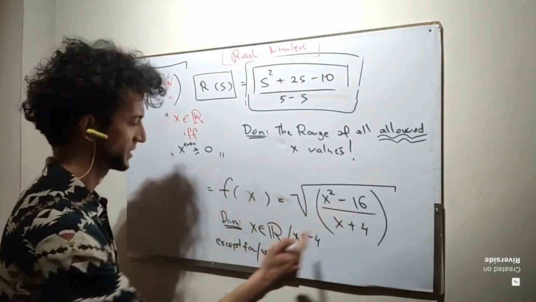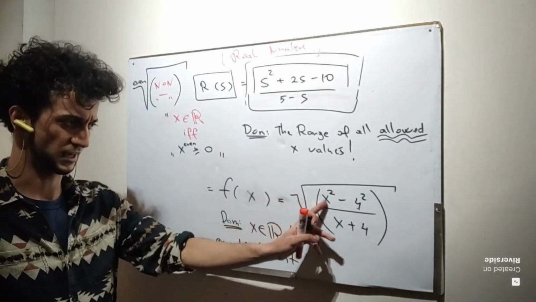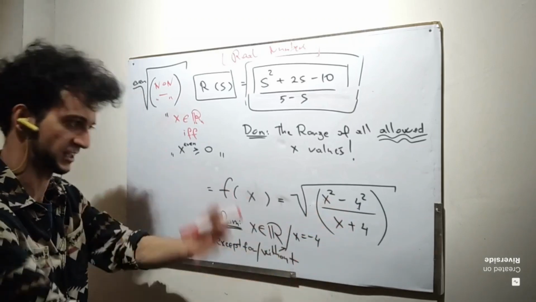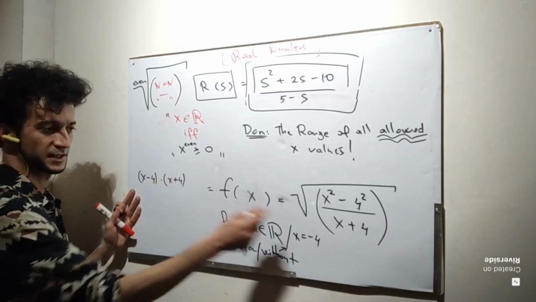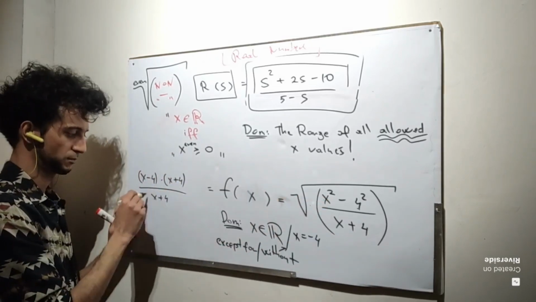But isn't this x squared minus 16 a difference of squares? Because 16 is just 4 squared. And if that's the case, isn't that just x minus 4 times x plus 4? Because any difference of squares is that, right? That's another way of saying it. And if that's the case, then why wouldn't I be able to cancel the x plus 4 at the bottom with the x plus 4 that I just revealed in the top? That's perfectly allowed.